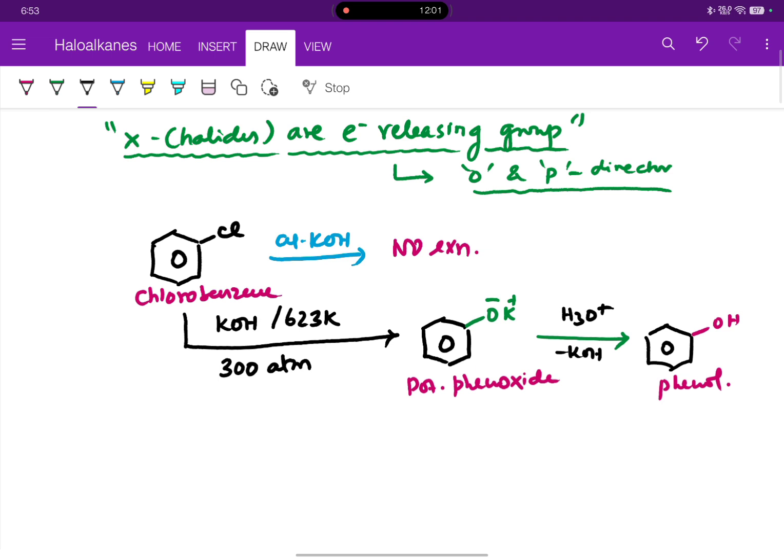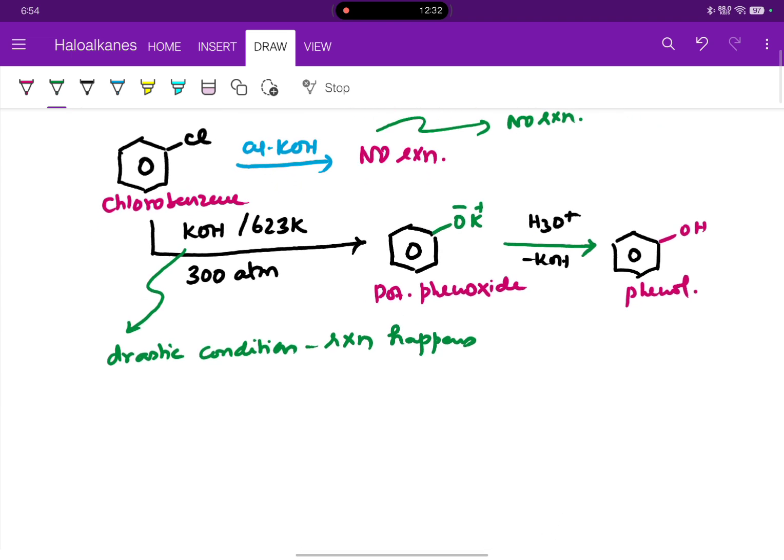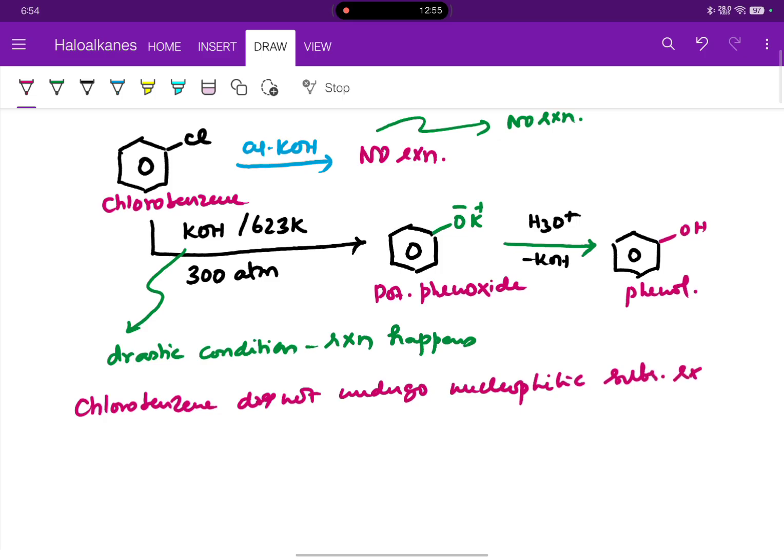The question is, why does it take a drastic condition? The reaction takes place at a drastic condition, while at a mild condition, no reaction. Now the question is, why does it need a drastic condition while at a normal condition it doesn't? Very simple. We can simply conclude that chlorobenzene, please make a note, does not undergo nucleophilic substitution reactions.